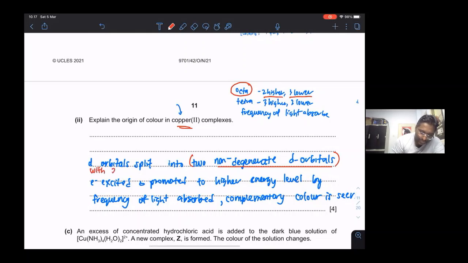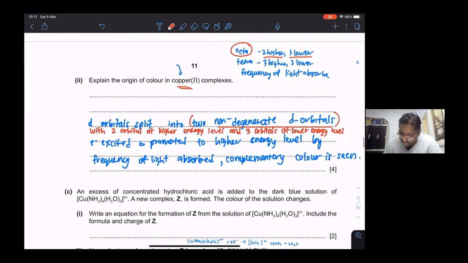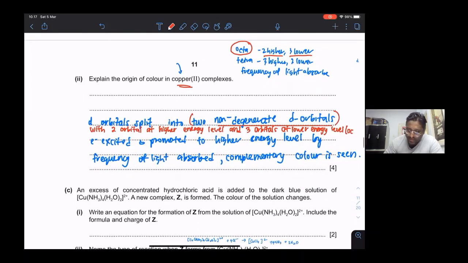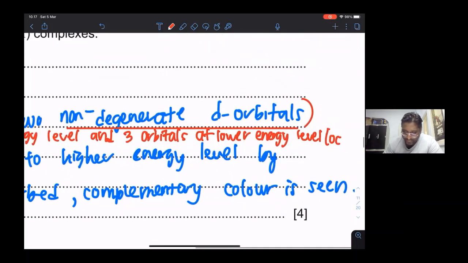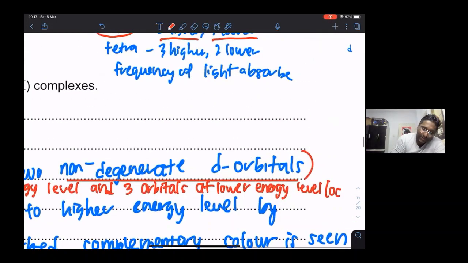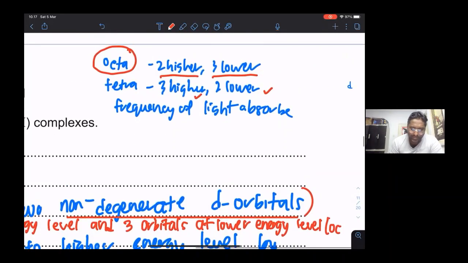2 orbitals at higher energy level, and 3 orbitals at lower energy level. And you can specify, because we are talking about octahedral. If it is tetrahedral, then we are going to have a different arrangement, which is going to be 3 orbitals higher, 2 orbitals lower. So this one you can just remember.